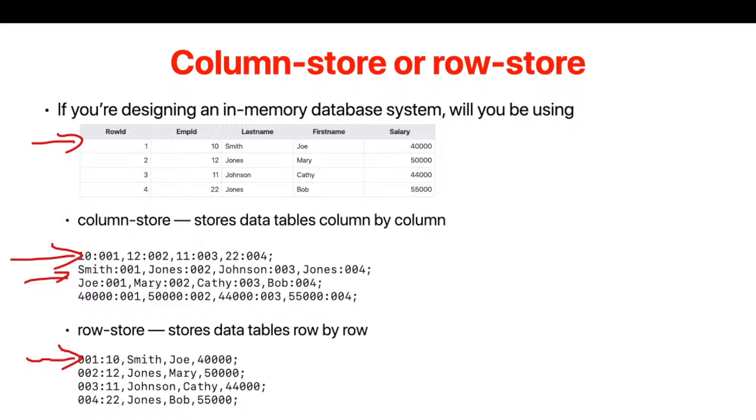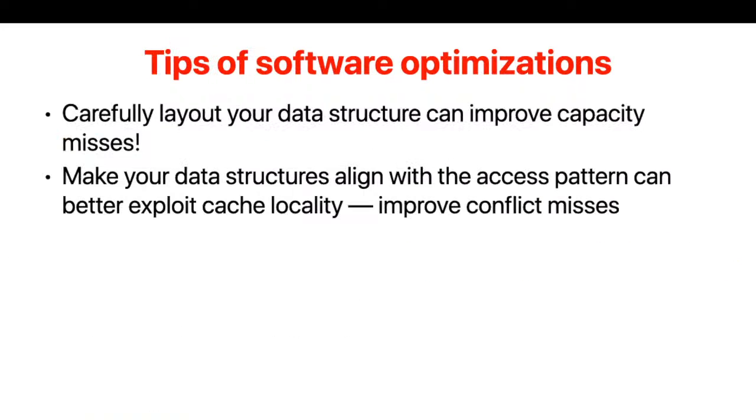If you don't know why, think about what's the most commonly used SQL query in your life. Select column 1, column 2, where a column equal to something, right? It's all about columns, right? And even when you see equal to something, it's all about columns as well, right? So why don't we just do column store to make the whole thing more efficient? So the second tip is that being a software programmer, be aware of what's the common access pattern so that you can potentially improve performance.